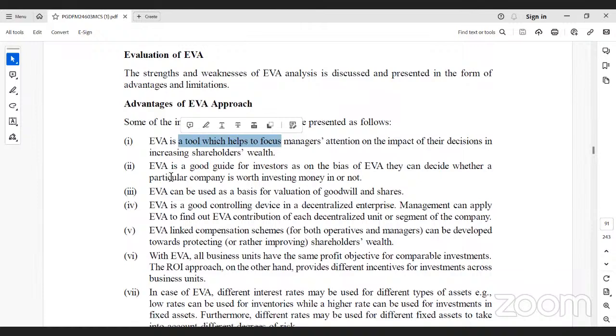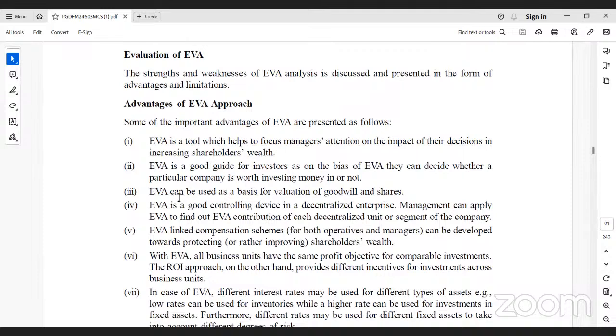So the economic value added approach also guides investors on the basis of which they can decide whether a particular company is worth investing in or not. So this gives a direction to the investor also. If any investor buys this company's stock, is the amount safe or secured, does it provide a good return or not? Like, it gives some earnings.